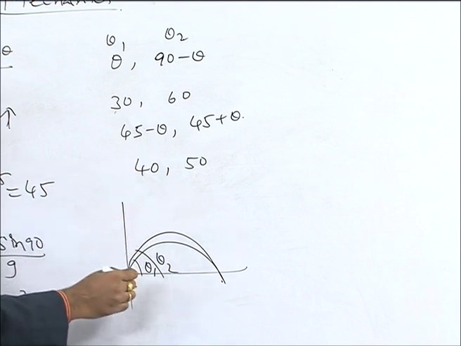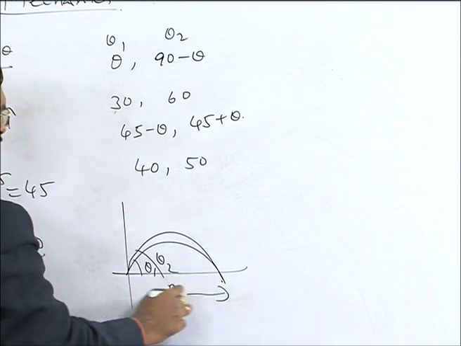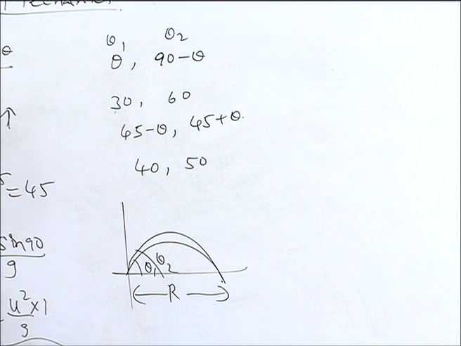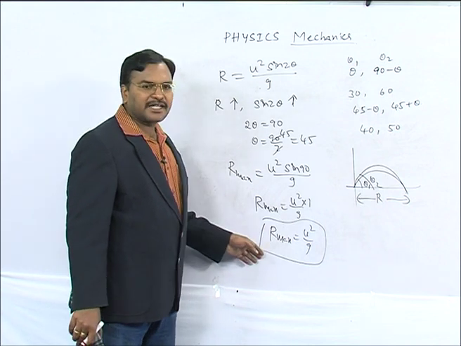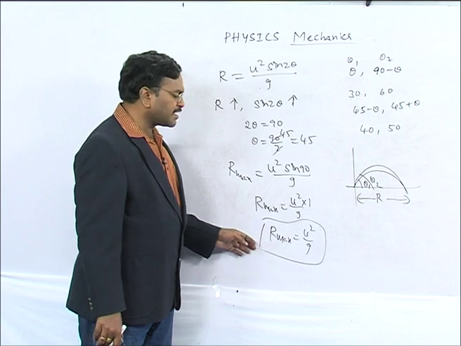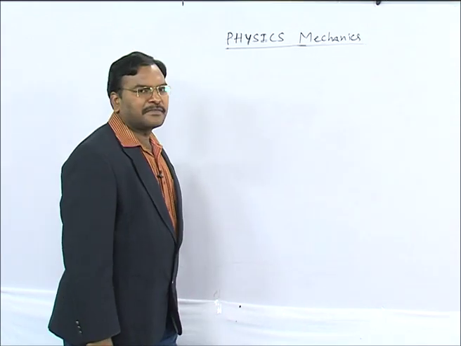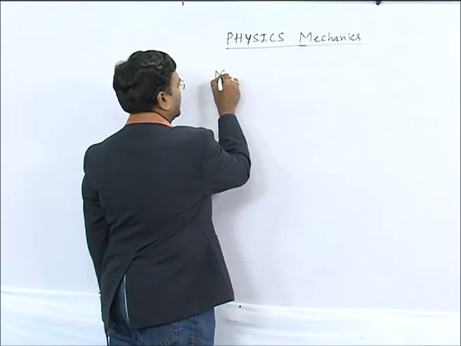Now range is same for angles of projection theta and 90 minus theta, like that. So it is also important. And also what I explained, what is this R maximum? R maximum is the maximum range. Now discuss maximum height of a projectile.